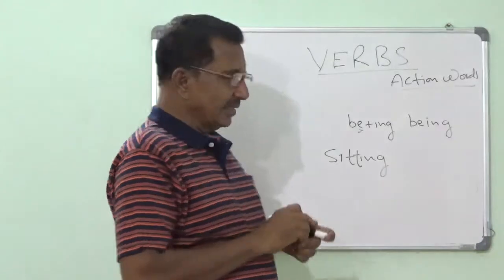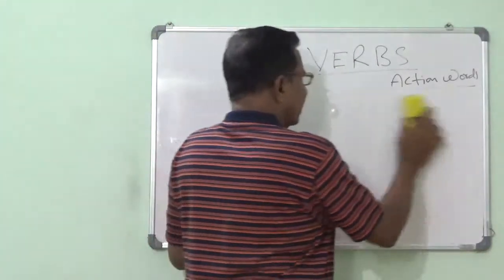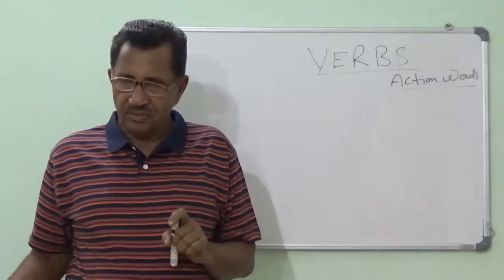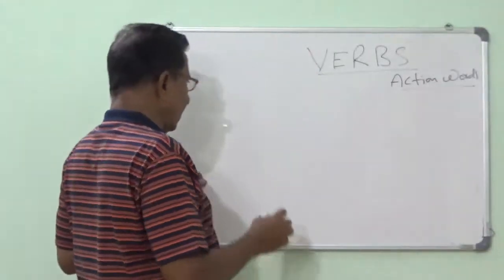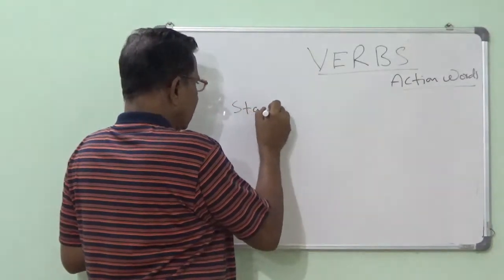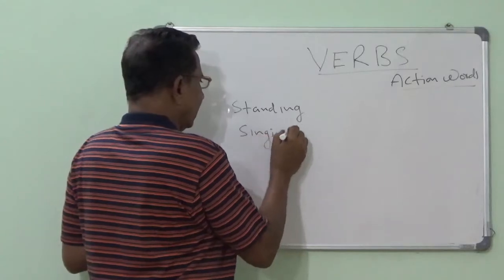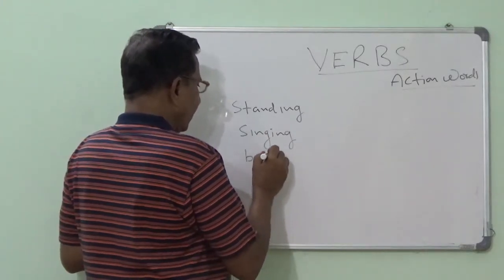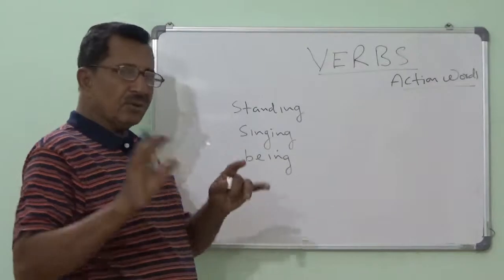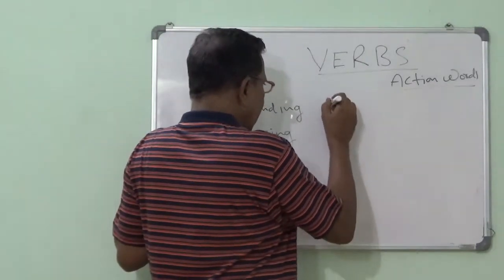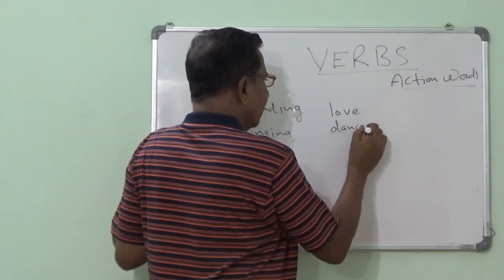So, when you add ing, already we have seen, there are three possible variations, isn't it? What are those? We have already seen. In 90% of verbs, you just add ing, like stand, standing. Then singing. Then being, E doesn't change, E is not deleted. But when you have words ending in E, dance, move.